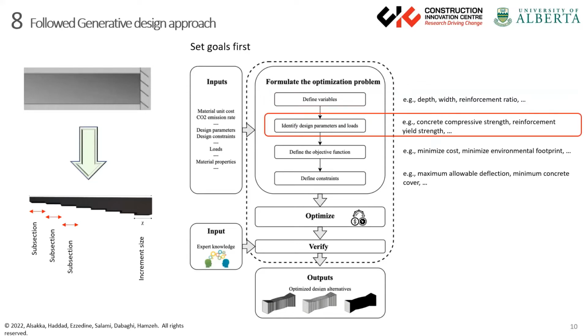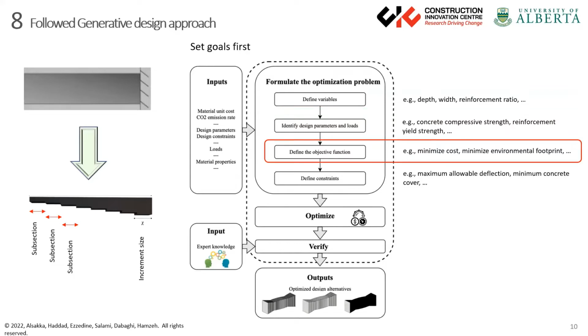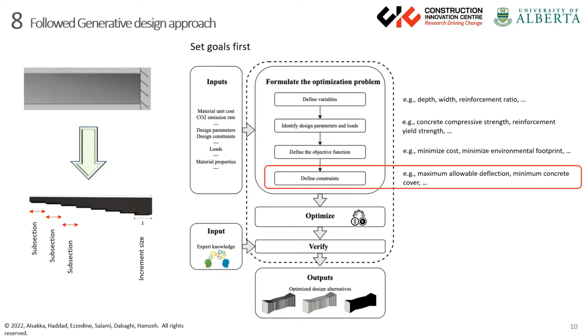Then we need to identify design parameters and loads. For example, what is the compressive strength of concrete, or what is the dead load we're designing for? Then we need to define the objective function or functions depending on what we're trying to do. So for example, if I'm trying to minimize cost, then I'm going to formulate cost as a function of the variables I'm trying to optimize. For example, cost as a function of depth of the concrete beam. Then, of course, we need to set design constraints because we want our design alternatives to be structurally sound.